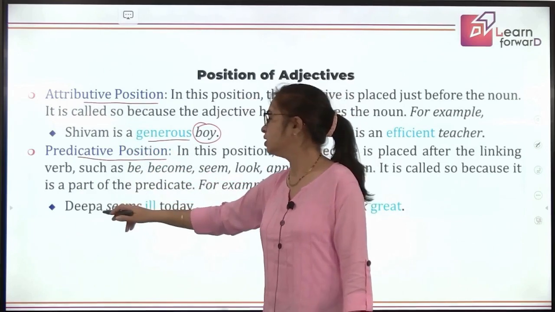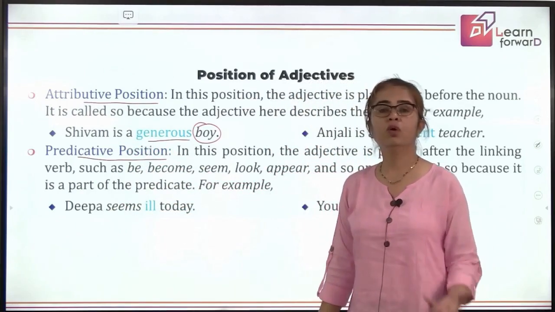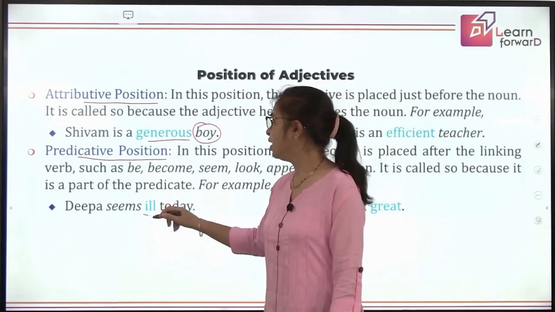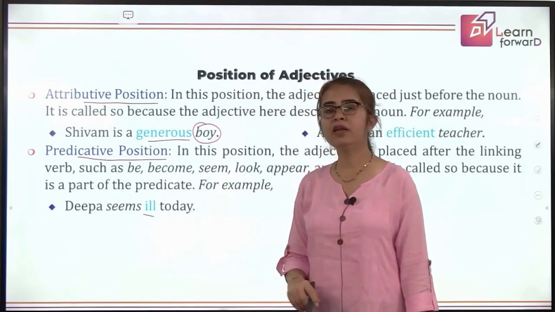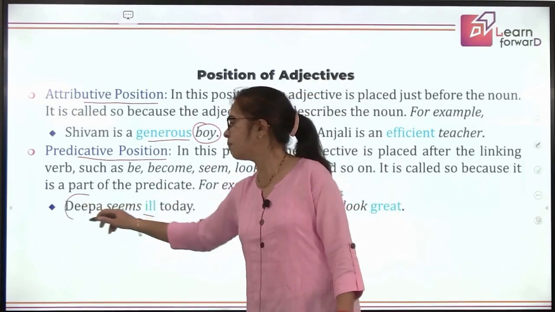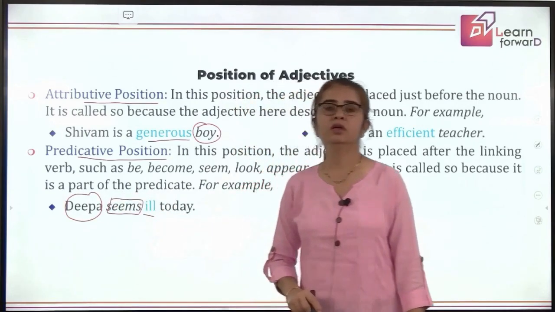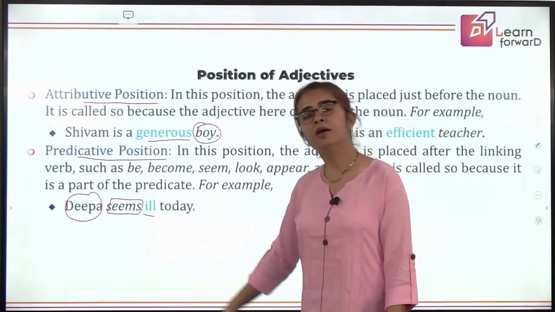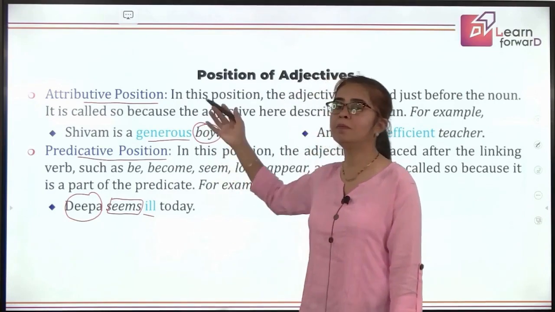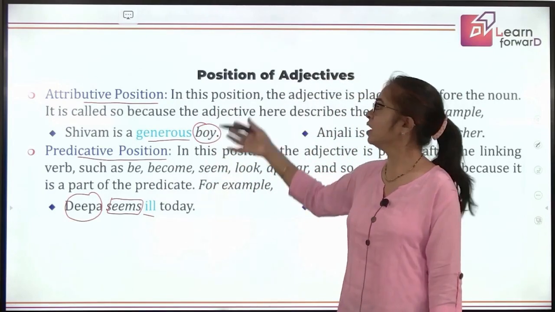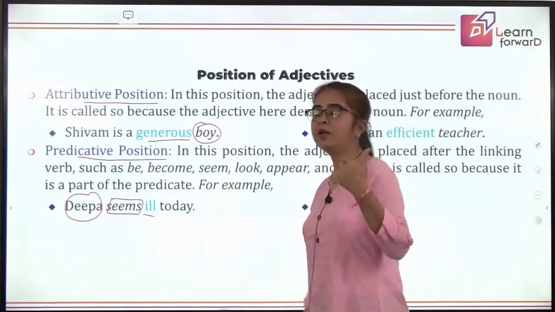And if we say Deepa seems ill today, what's your adjective here? Ill is the adjective, right? It is describing Deepa, but can you see it is placed after the verb? Okay, so this is called the predicative position. So we can place adjectives at these two places, the attributive and the predicative position.